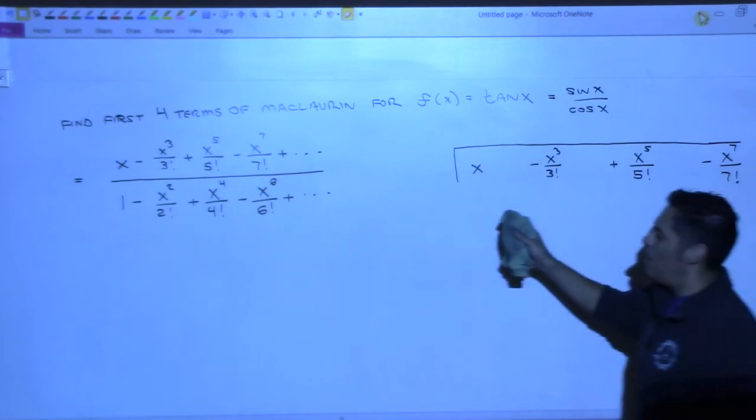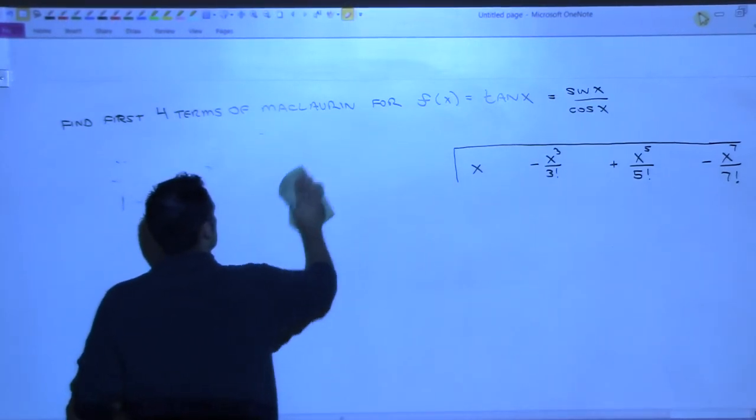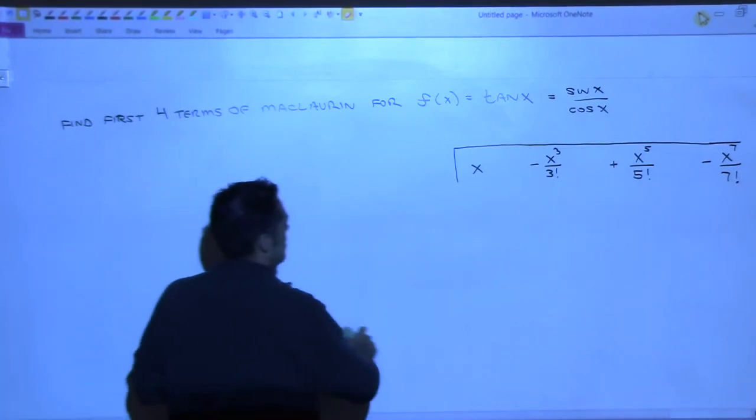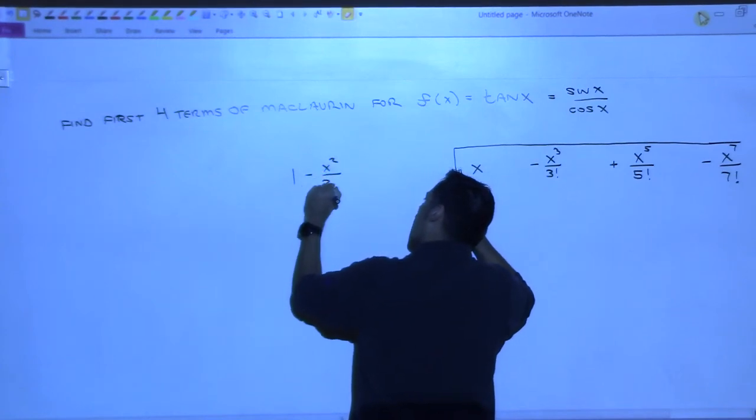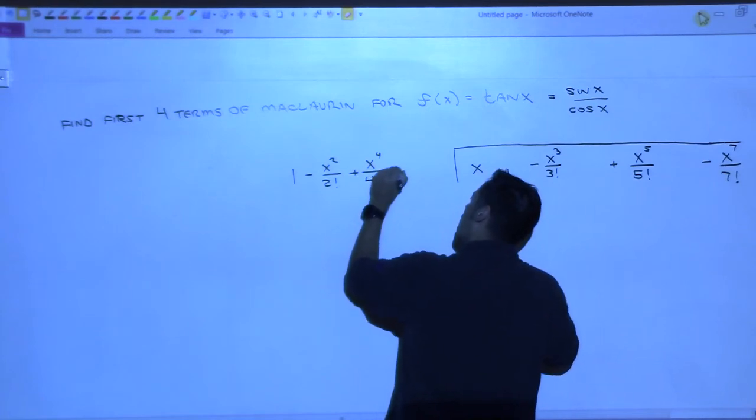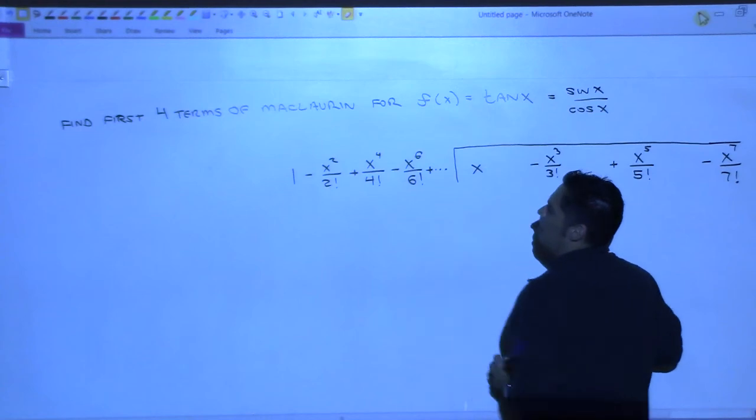So on the outside of the box goes cosine. So when you do it on the outside of the box, you're going to write out 1 minus x squared over 2 factorial plus x to the 4th over 4 factorial minus x to the 6th over 6 factorial plus dot, dot, dot, right?